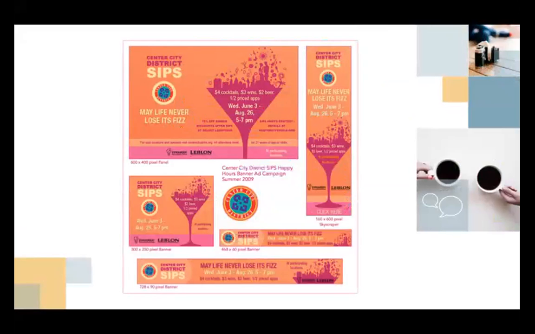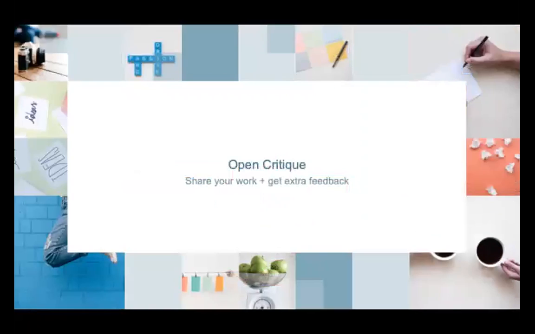Here's another example. You really want to make sure that whatever images and type you're using, your hierarchy, is flexible enough. Some of these ads go from a normal square to a very thin rectangle, so they need to be versatile enough to change into those sizes easily and be more flexible.